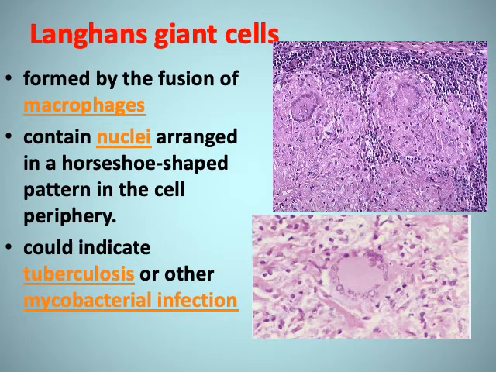This is the Langhans giant cell, formed by the fusion of macrophages, containing nuclei arranged in a horseshoe-shaped pattern in the cell periphery, which could indicate TB or other mycobacterial infection.